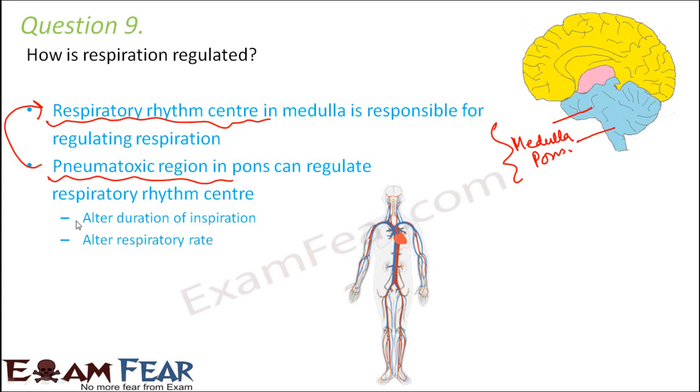Now this pneumotaxic center can actually alter the duration of inspiration, that is, how fast you will breathe in air, how fast inspiration will take place, or how fast the respiration rate would be. So it can alter the respiratory rate also.